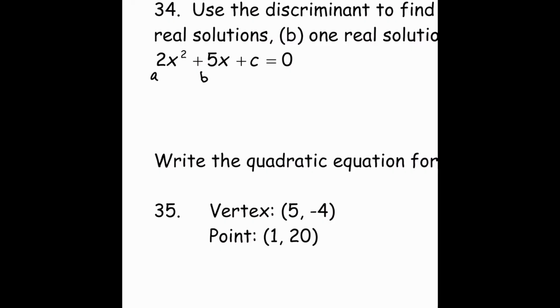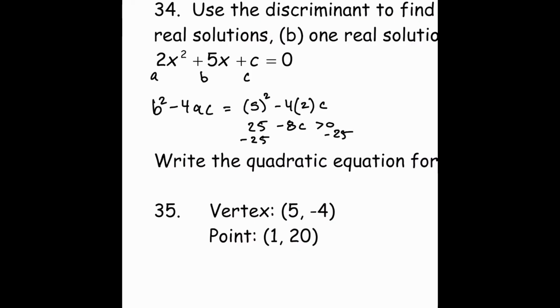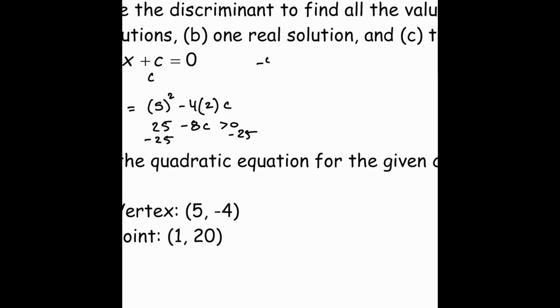A is 2, B is 5, C is unknown, C is C. So all we're looking at is the discriminant, B squared minus 4AC. So if we plug in the values we know, B is 5, so 5 squared minus 4 times A, which is 2, and then C. So 25 minus 8C. Let's just look at when it's greater than 0. So when it's greater than 0, minus 25, minus 25, we're going to get negative 8C is greater than negative 25.